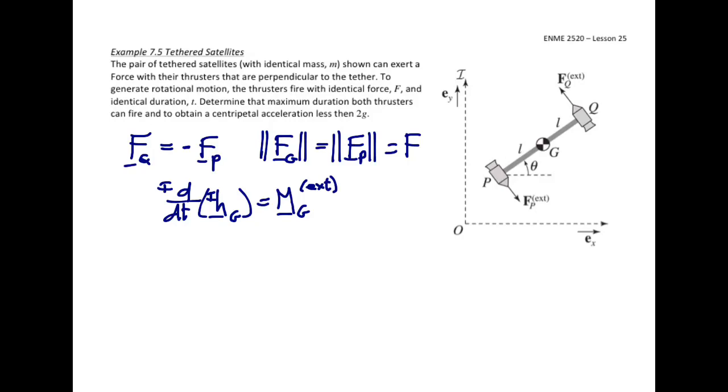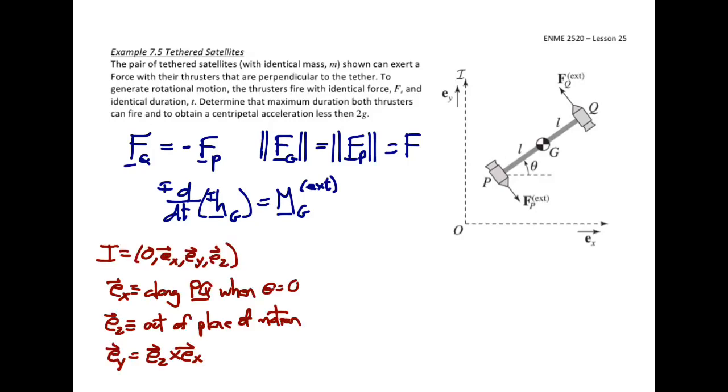So we set up our reference frames. We need an inertial reference frame, which is given to us, with a fixed point O, and then we have E_X, which is along PQ when theta is equal to 0. E_Z is coming out of the plane of motion, and then E_Y is equal to E_Z crossed with E_X.